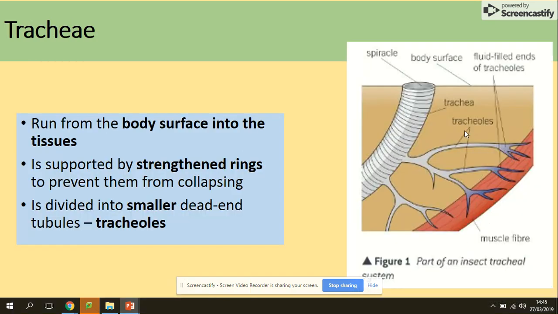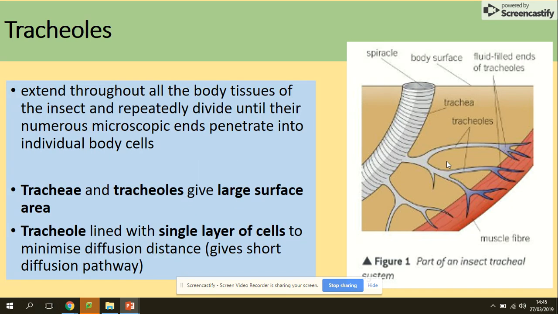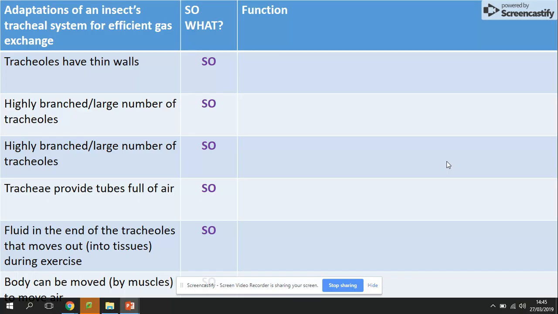Trachea then, the main tube, run from the body surface into tissues. As you can see in the picture, it's supported by rings, which prevents them from collapsing, and it's divided into smaller units, tracheoles. Finally, the tracheoles, the extensions we've mentioned, provide a large surface area, and they are made of a single layer of cells to minimize the diffusion distance. So the adaptation is a short diffusion pathway.